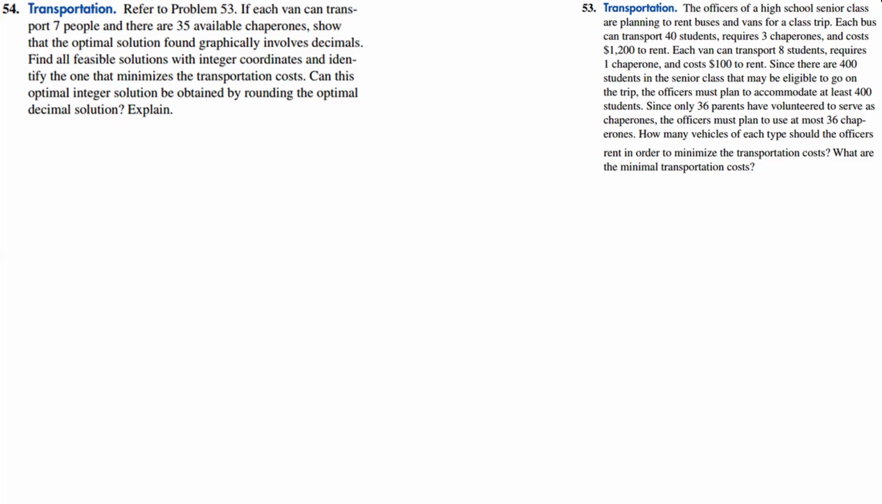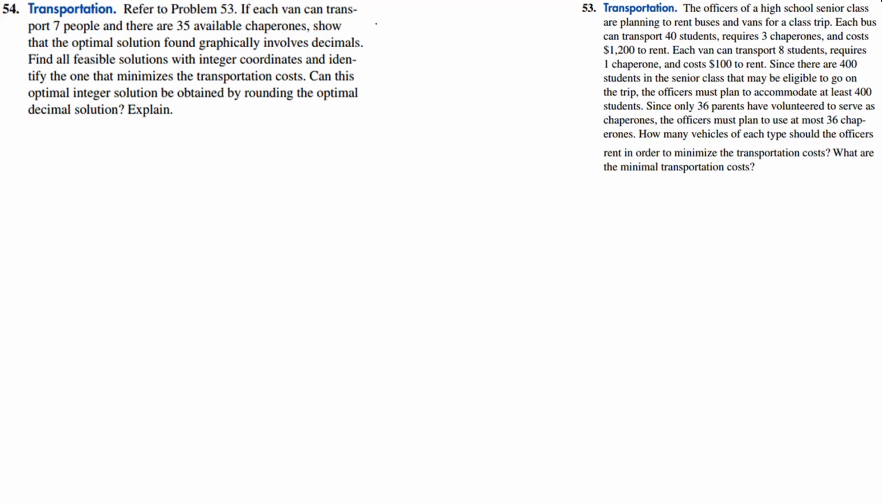Now, if each van can transport 7 people instead, and there are 35 available chaperones, show that the optimal solution found graphically involves decimals. Find all feasible solutions with integer coordinates and identify the one that minimizes transportation costs. Can this optimal integer solution be obtained by rounding the optimal decimal solution, and explain? Okay, so sounds like we're going to get complicated here.